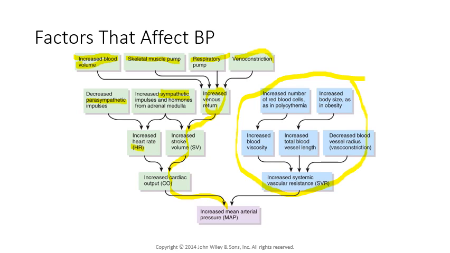So if we do increase heart rate, that's going to increase cardiac output, because remember, cardiac output is just heart rate times stroke volume, and that cardiac output is going to, combined with the resistance, give you your mean arterial pressure.